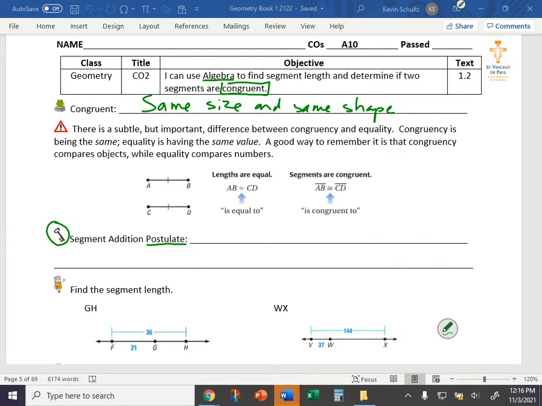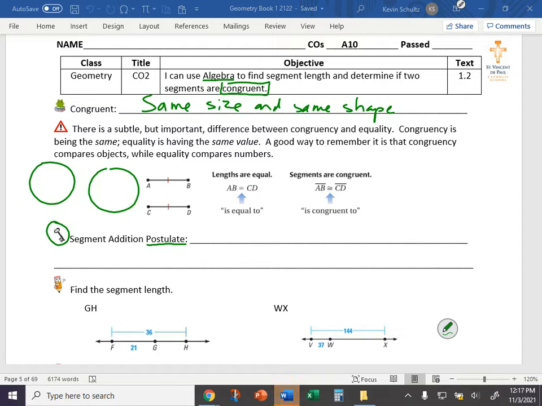shape. Same size and same shape. And so the difference between saying they're equal is that when you say something's equal, you're saying it has value. If I draw two congruent circles, not too bad actually, same size, same shape, they don't have any value, right? So to say that they're equal is not quite correct.